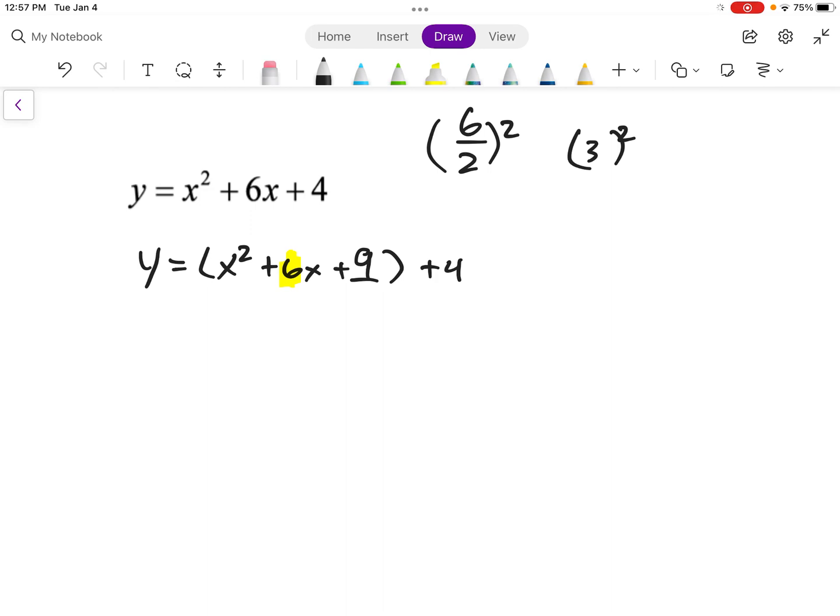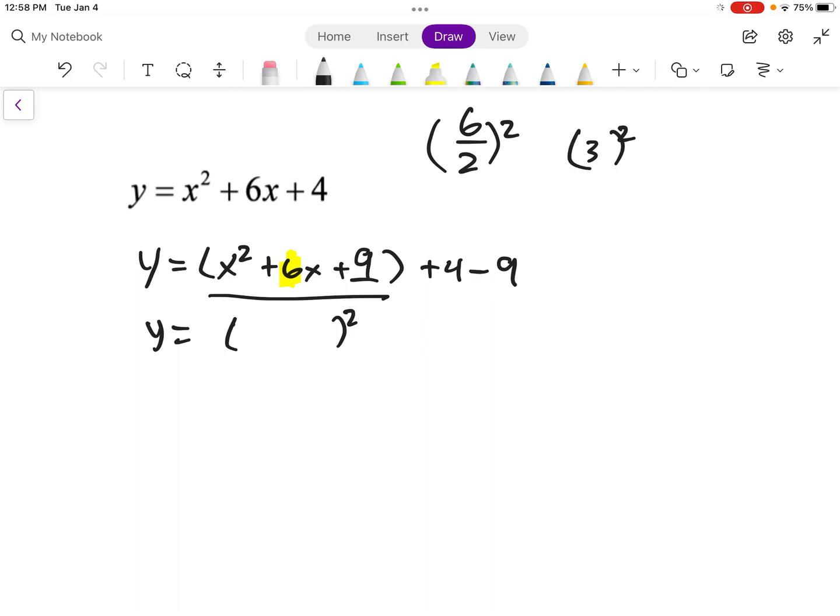Well, if I add a 9, I have to subtract a 9. I have to subtract 9 out there, right? 9 minus 9 is 0, so I haven't changed the problem. Okay, now we know that this part is now a perfect square because we just made it a perfect square. We're forcing it to be a perfect square.